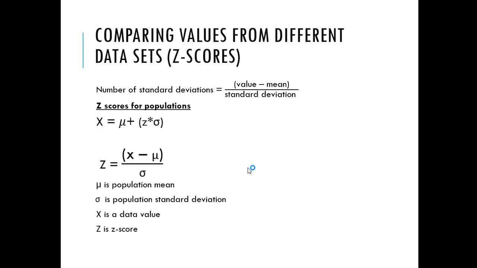So we'll keep going. And I can also do it for populations. This is basically the same thing I had on the other screen. I just wanted to use the terms better. So data value equals the mean plus z times the standard deviation. And then z equals the data value minus the mean over the standard deviation. Okay, these are the ways that you can do the problems in the book.